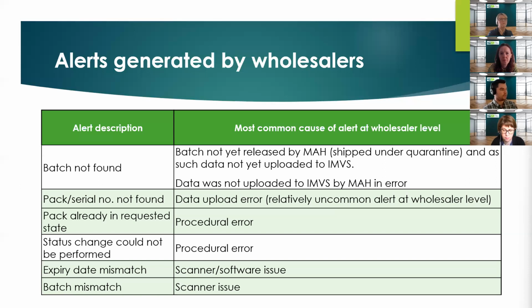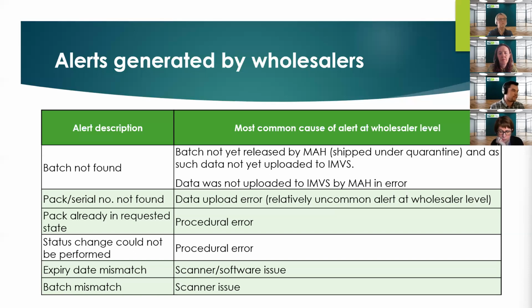Then the next one is the pack being already in the requested state. We could refer to these as A7s, and these by and large are procedural errors. These have already been marked as supplied or destroyed or dispensed or anything like that, and then a scan comes through to try to mark them as that again. That will raise alerts and cause errors, and that's by and large a procedural error.